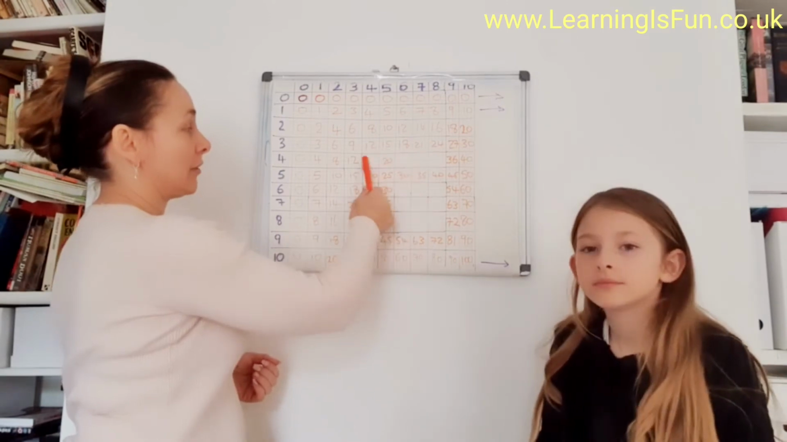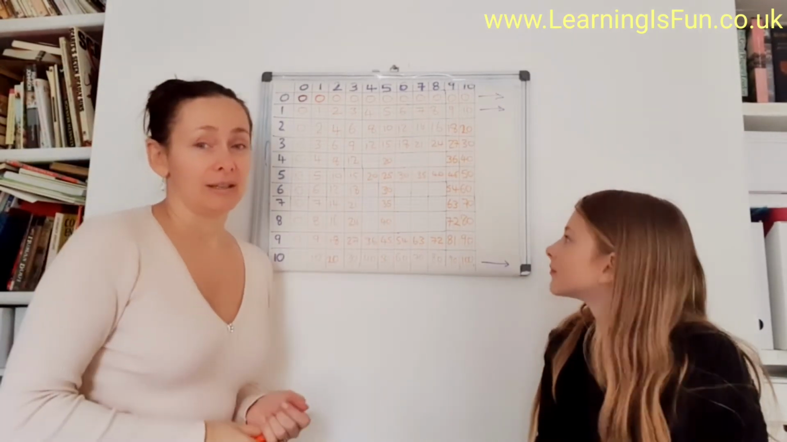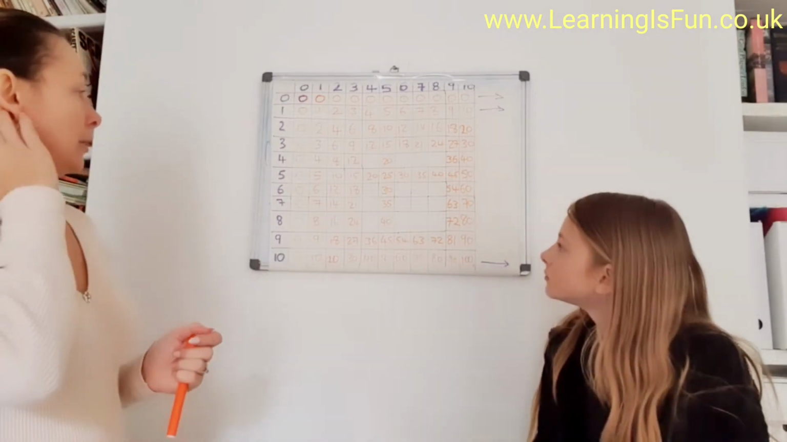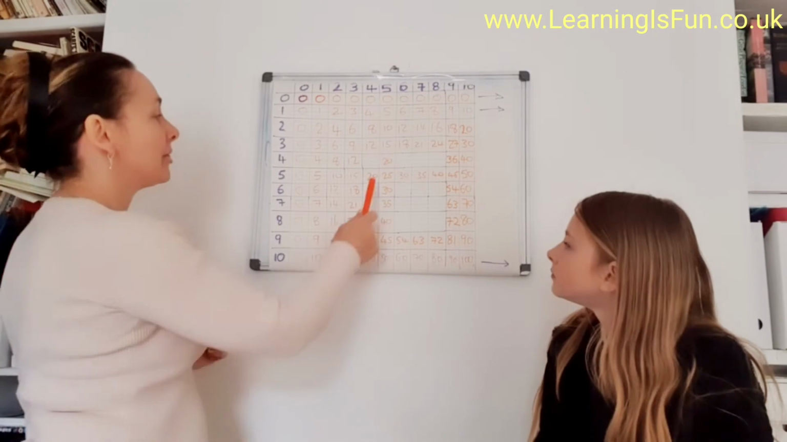So 9, 10, 11, 12, 13, 14, 15, 16. So it's not 16, it's actually 8. So we've got 8 more to do. So we'll go back to the 4s.